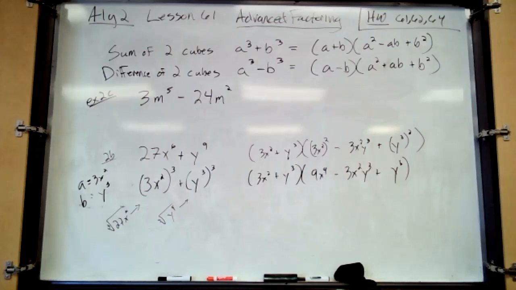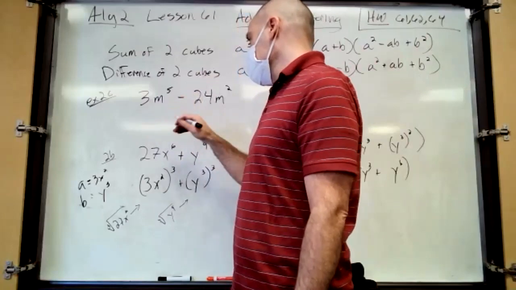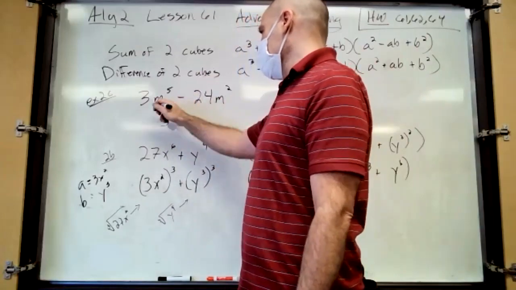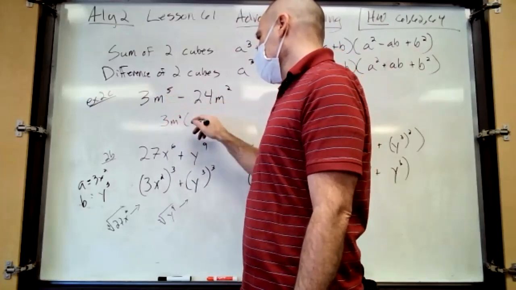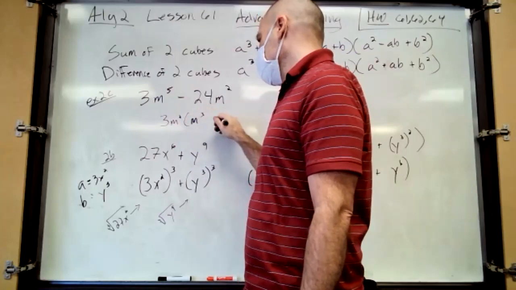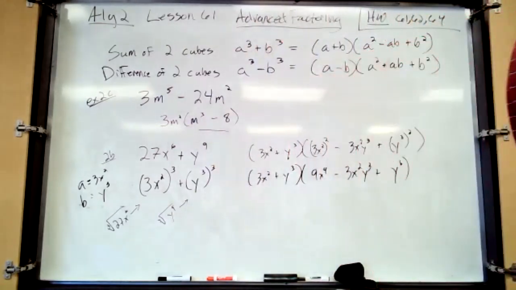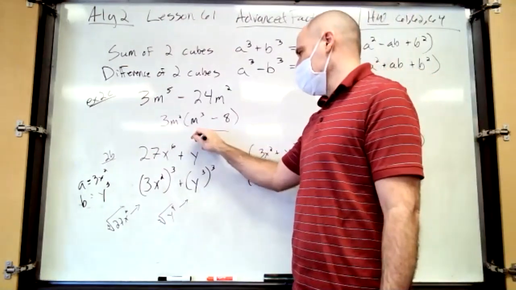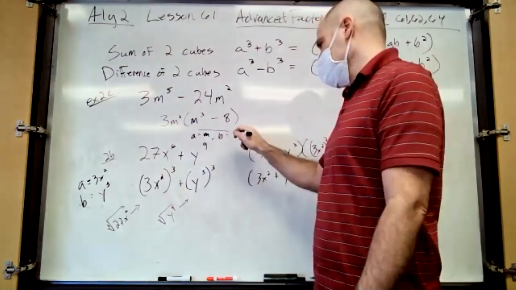All right, I'm going to start, but I'm going to just go slow. If you get it before I do, then you get a flag attack. First step of factoring is take out a greatest common factor. 3 goes into both, and also m squared goes into both, and I'm left with m cubed minus 8. That's a difference of two cubes. So now I know that A equals m and B equals the cube root of 8. What's the cube root of 8?